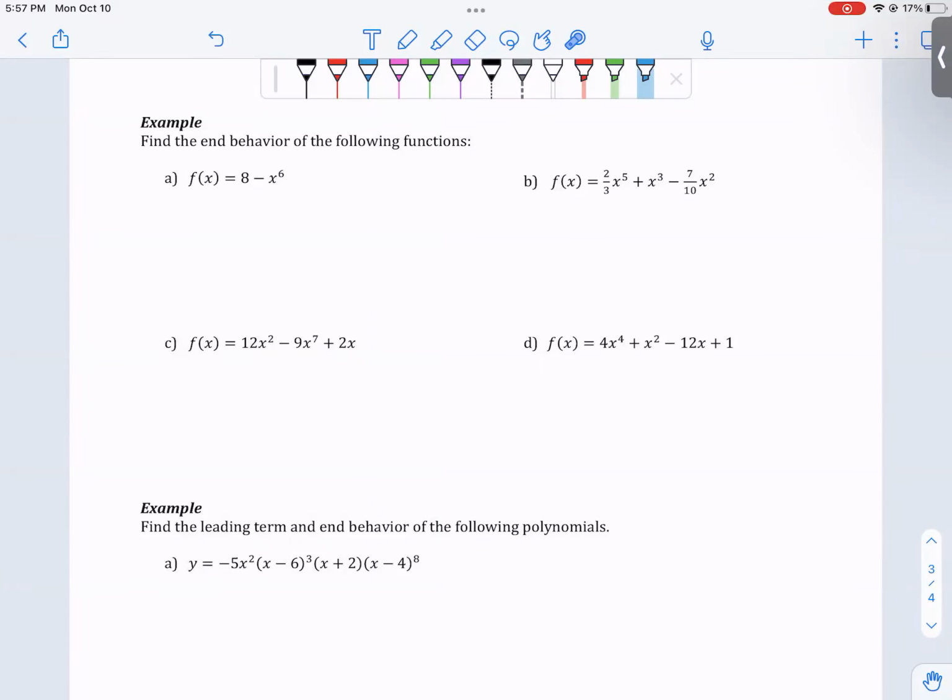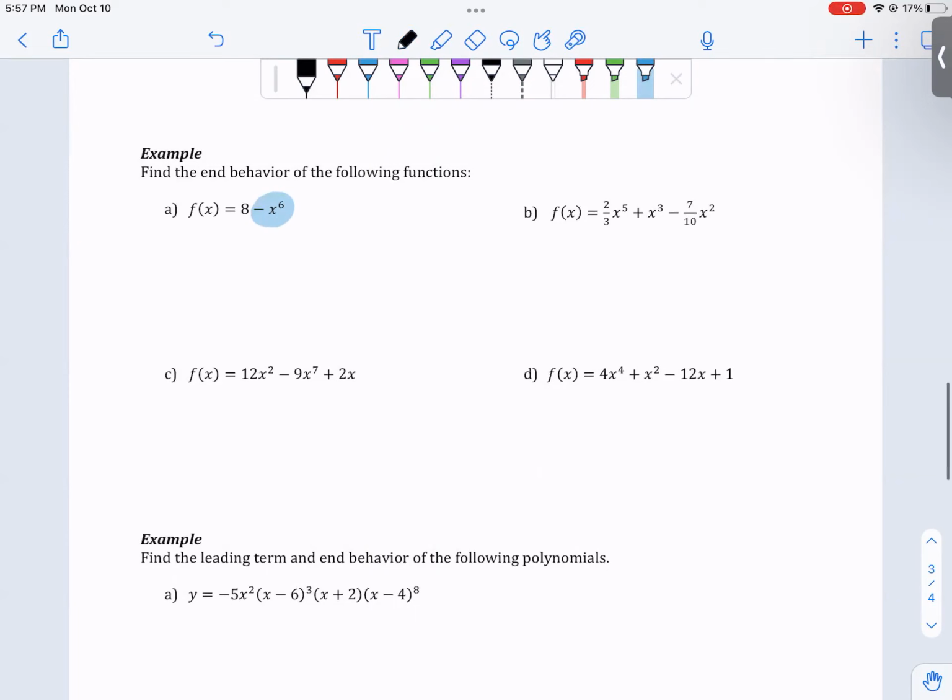So let's look at this first one. For each of these, we're going to find the leading term, and the leading coefficient, and the degree. So for this first one, A, our leading term, the one with the highest power, is -6. Again, LT for leading term.